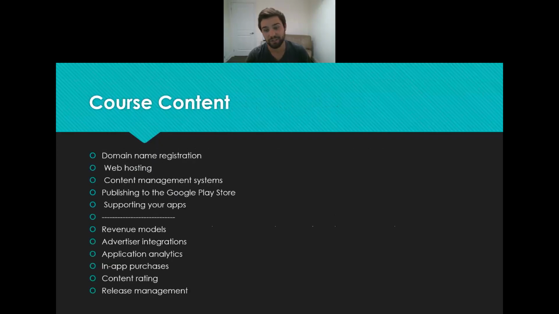The course content, what's going to be covered here: domain name registration, web hosting, content management systems, publishing to the Google Play Store, as well as the Apple App Store if we have time, and then supporting your apps after they're published. Okay, and then all that other stuff underneath that line are things that we can try to get to if we have time in the year. So revenue models, advertiser integrations, application analytics, in-app purchases, content rating, and release management. If we don't cover them now, in this semester, we'll cover them next semester.